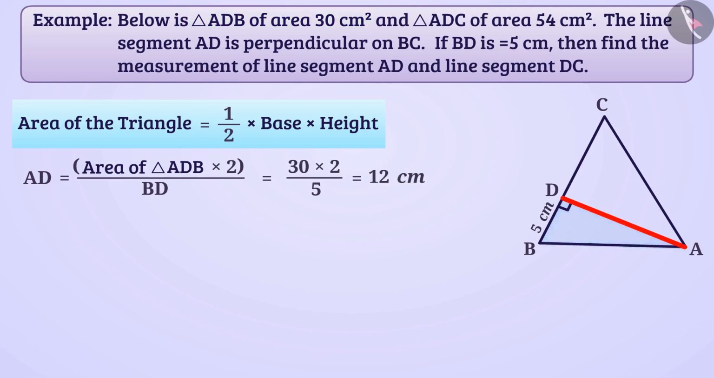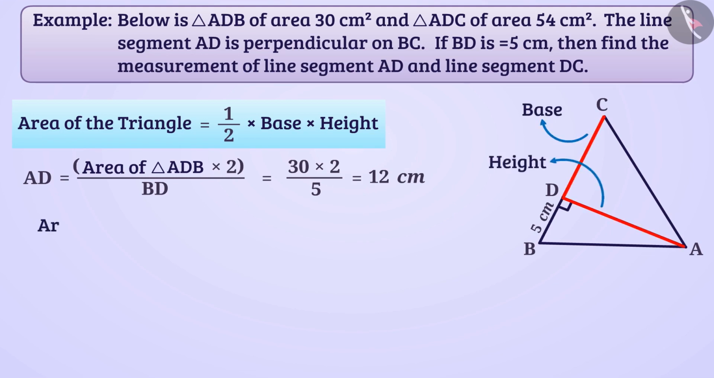In triangle ADB and triangle ADC, side AD is common. Since in triangle ADC, AD and side DC are perpendicular to each other, we can say that triangle ADC is also a right angle triangle. Here also, we can consider either the side AD or DC as base and the other as height. Let's consider side DC as base and AD as height in triangle ADC.